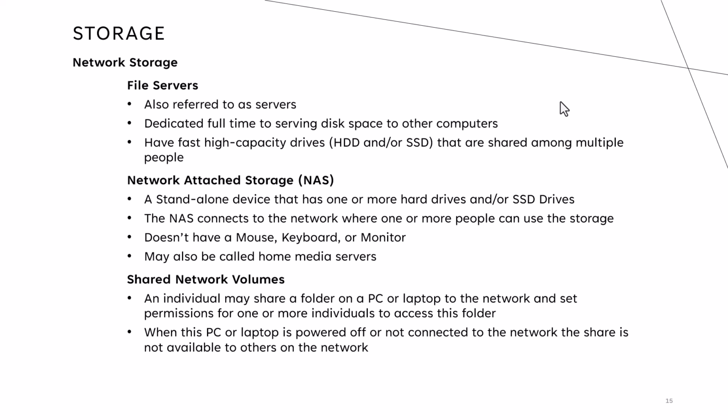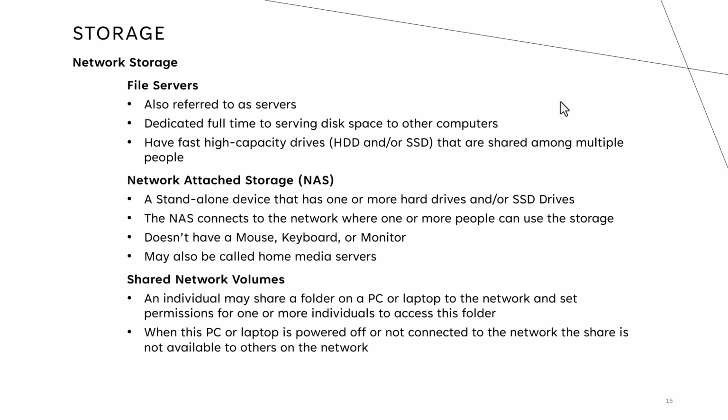Network-attached storage is a special type of file server. It's a standalone device. It has 1 or more hard drives, or SSD drives. The network-attached storage, or the NAS, connects to the network. So again, 1 or more people can access it. The NAS device doesn't have a mouse, keyboard, or monitor. Sometimes you see these things called home media servers, but basically it's just a housing with 1 or more drives in it that sits somewhere on the network that people can get to. Again, no mouse, keyboard, or monitor, so you usually have to modify that using a web browser or something.